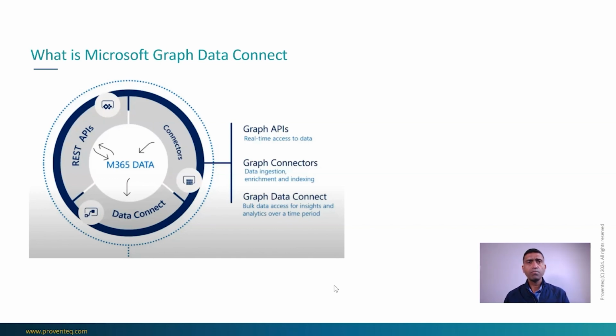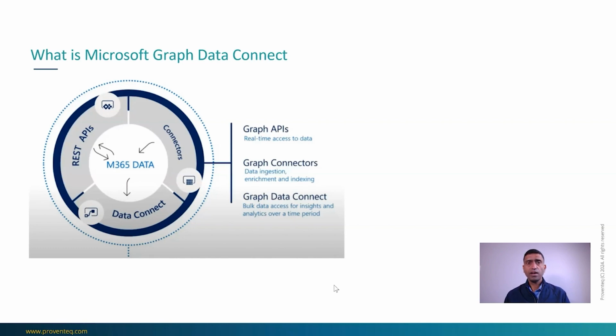There's a lot of confusion when people talk about graph. So when you talk of Microsoft Graph, there are three things you need to look into. One is the Graph API. The Graph APIs are the most popular one. Everybody knows about that. You go to the Microsoft Graph Explorer and you can try out those APIs. And these are real-time access to data.